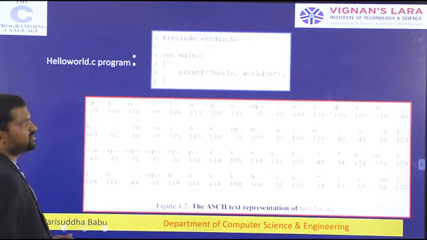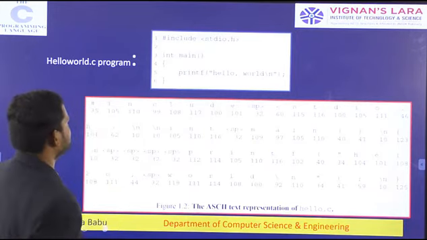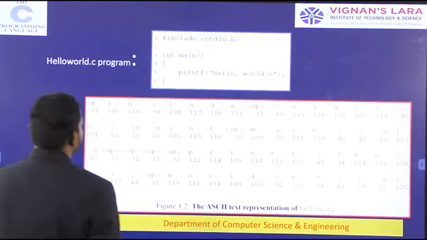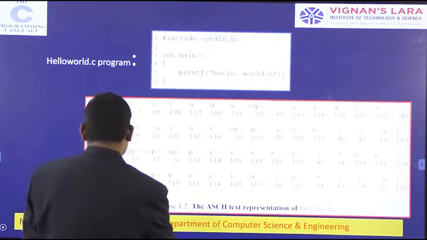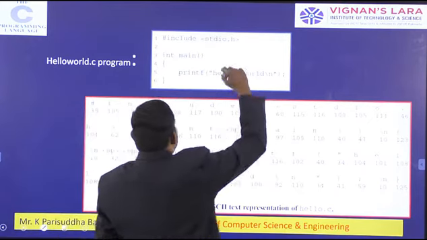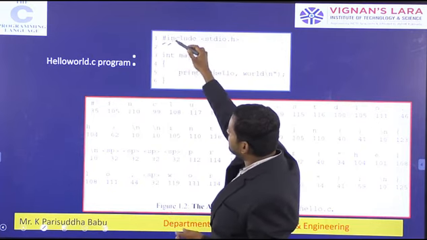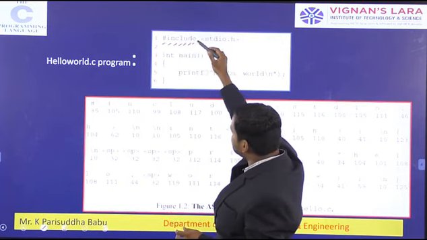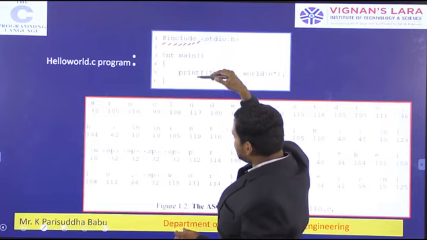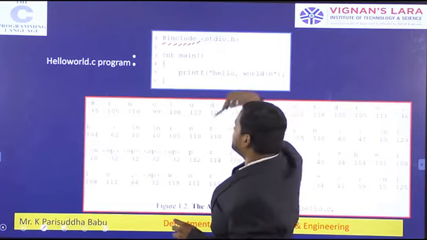A simple C program. A simple C program starts with, for example, #include <stdio.h>. For every part of the symbol, #include, I, N, C, L, U, D, E, every letter has a unique number.